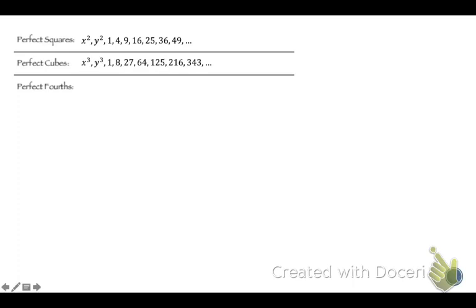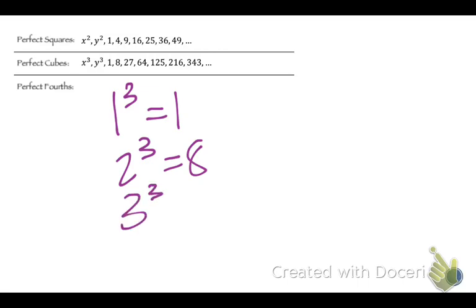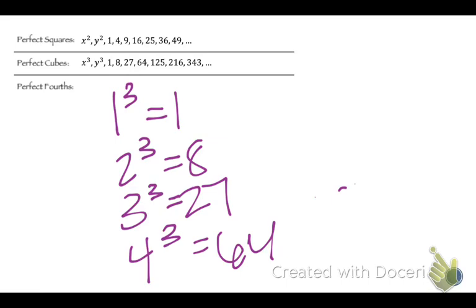Okay. Now perfect cubes, same idea. So it would be x cubed, y cubed, and then 1, 8, 27, 64. So that would be like 1 cubed equals 1. 2 cubed equals 8. 3 cubed equals 27. 4 cubed equals 64, and so on.